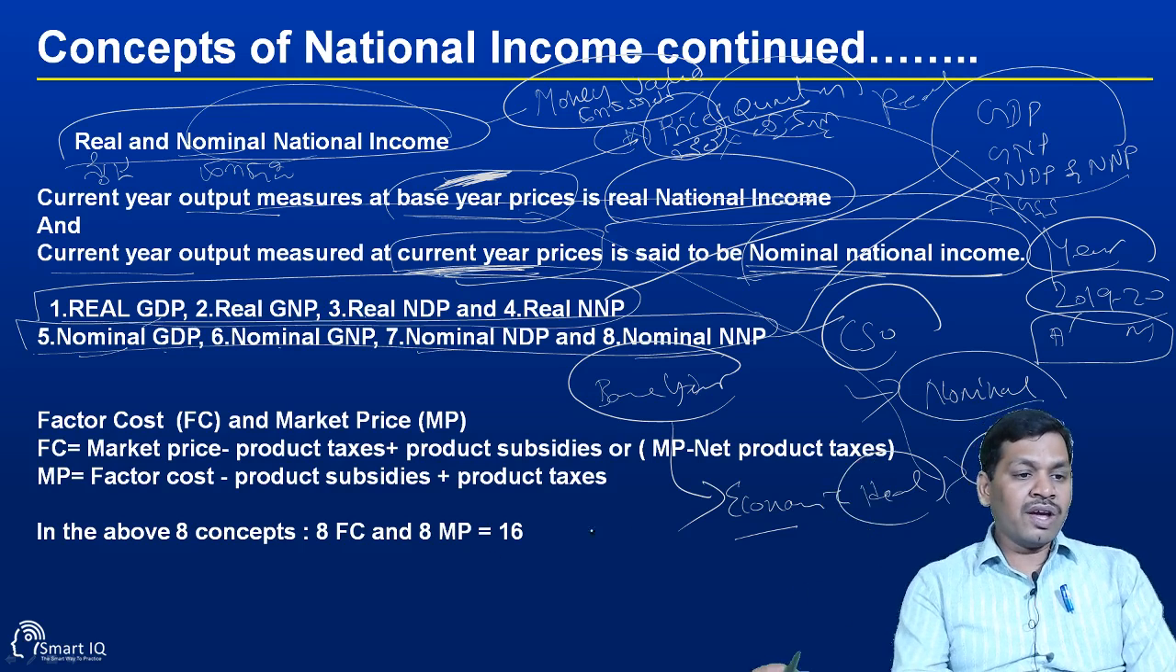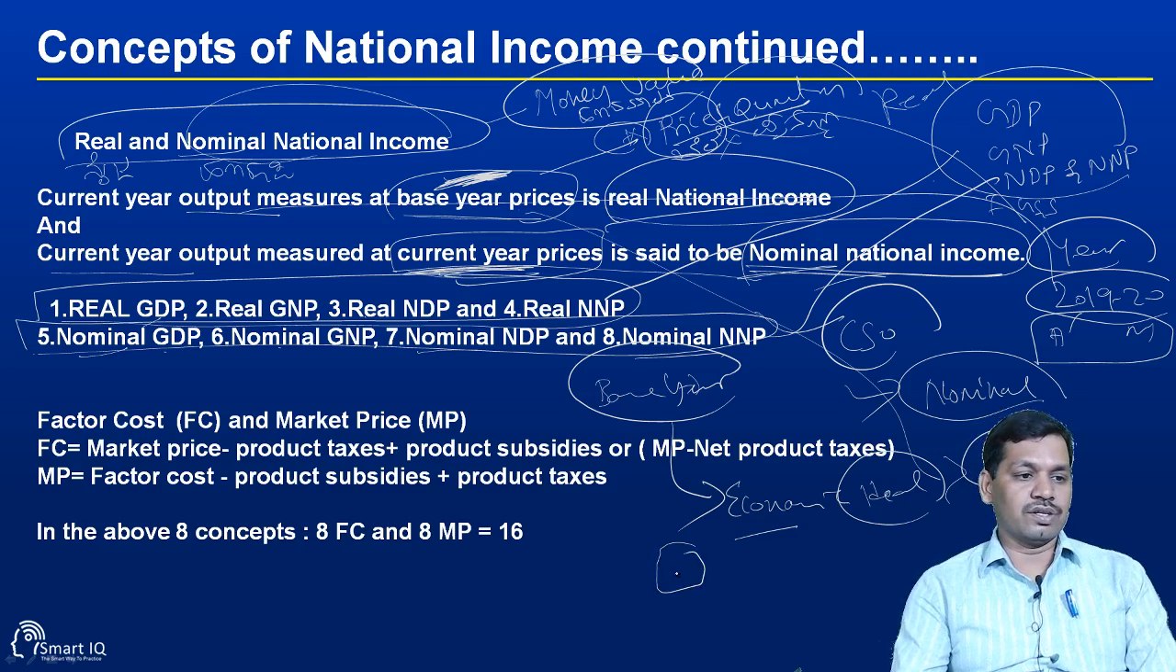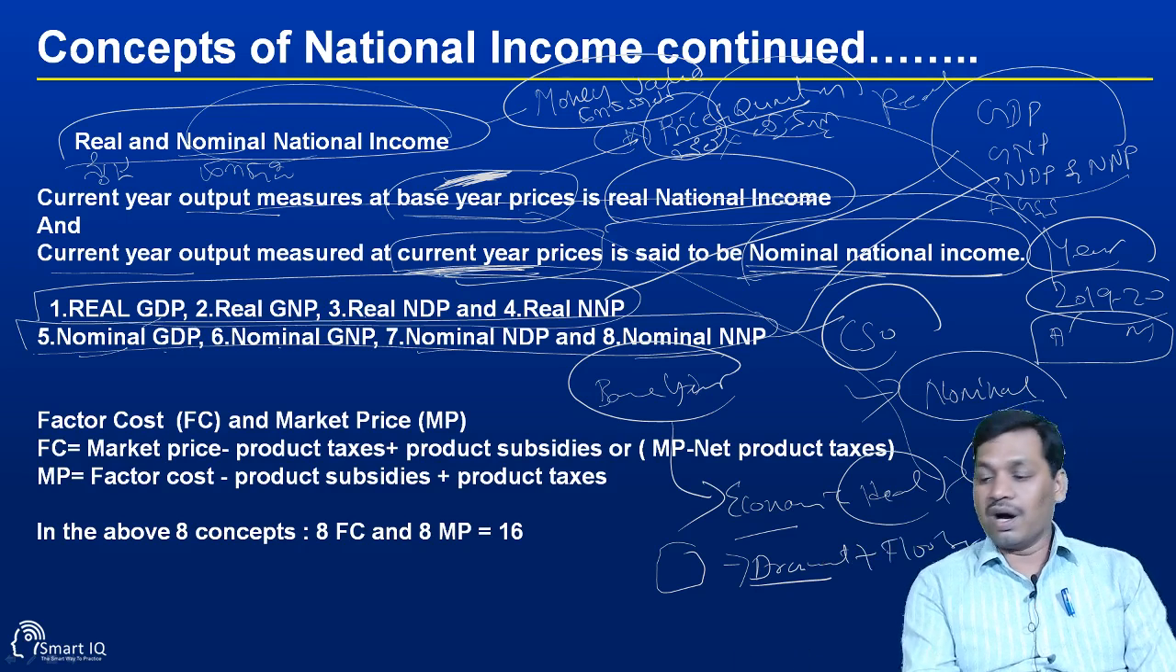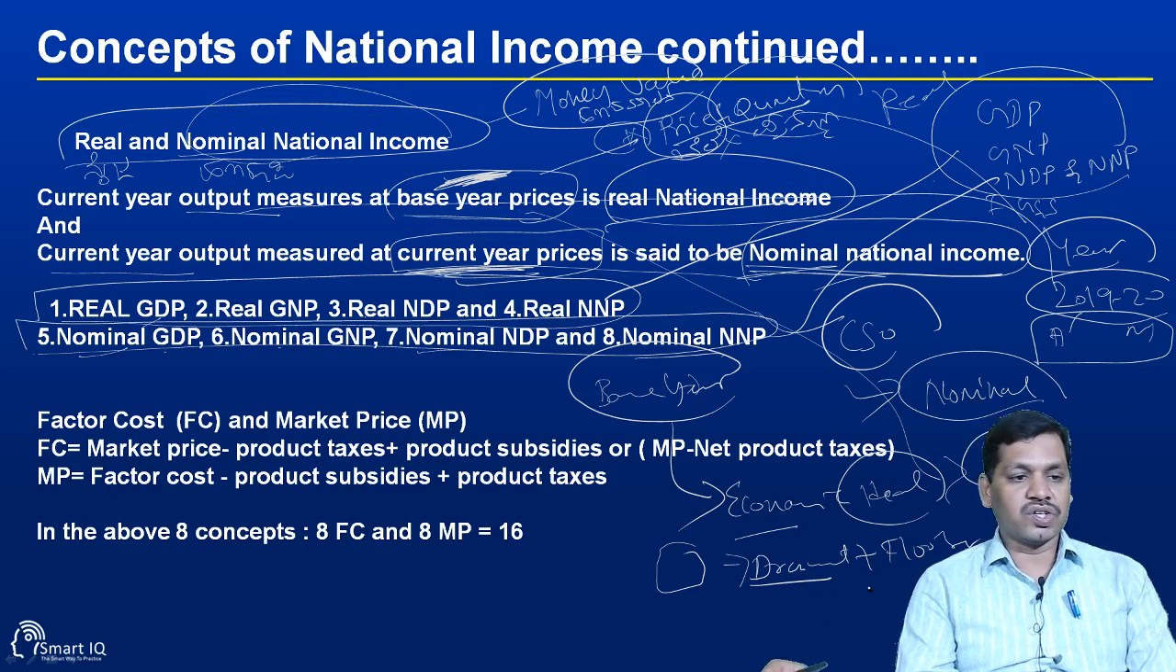Where the output is not too much fluctuated due to drought in case of agriculture sector, or floods. There should be no drought, excess rain or deficient rain in that year.